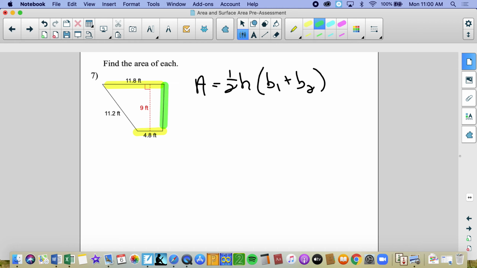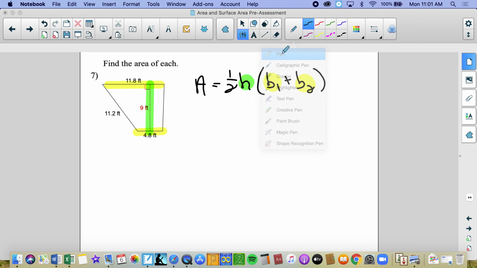These two lines are not parallel. So the green ones cannot be the bases. The only two that can be the base are the two parallel sides. And so we know that our bases, b sub 1 and b sub 2, will be the parallel lines, and my height, remember, my height needs to be perpendicular. And it's the distance from the base to the top of the object. So that's how we're going to look at that.